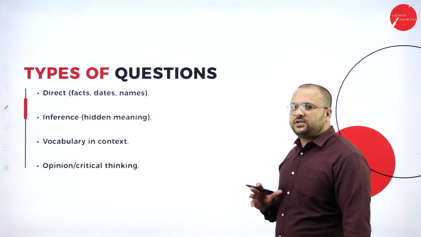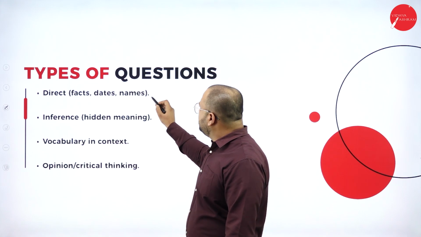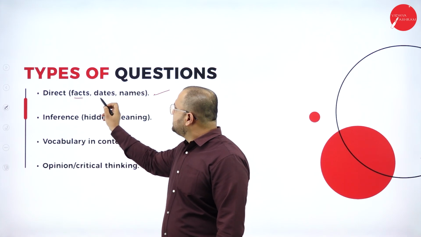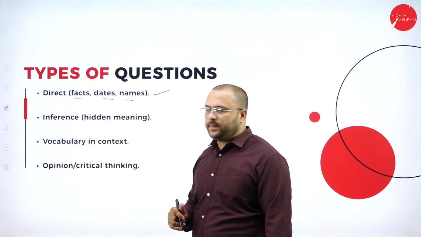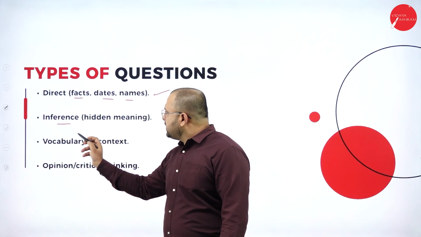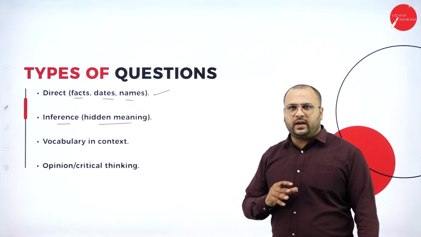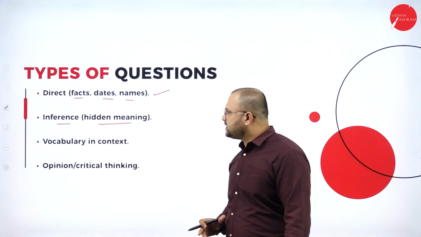So types of questions asked after the reading passage. Some are direct questions. They involve facts, dates, and names. Once you read the question, you can easily identify them in the passage. Then inference. Inference means hidden meaning. They do not ask you directly, but once you read it, you have to understand what is being asked. That is the inference-based questions.